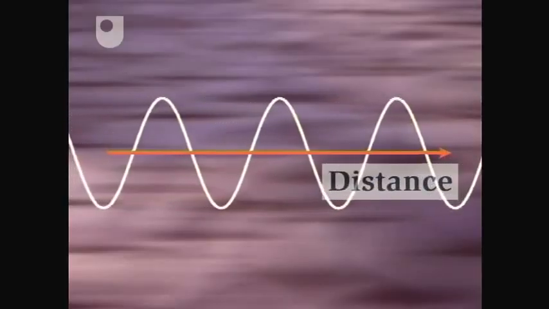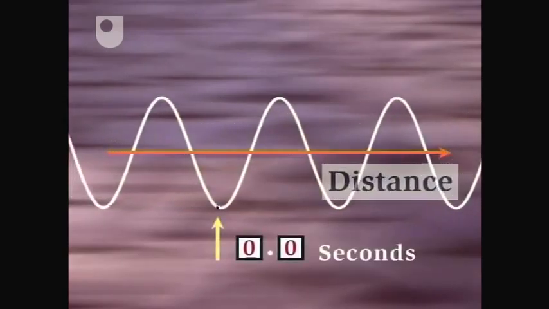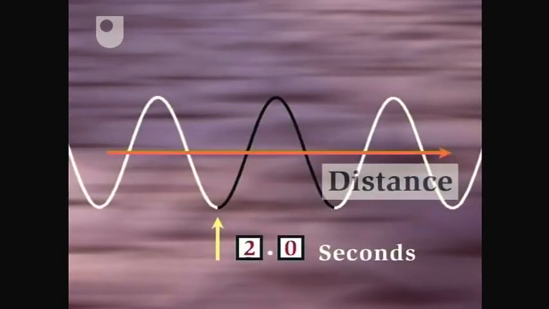Let's take a look at this using our graphical representation. This is the original displacement against distance graph of the water surface. With the digital clock, you can see that the wave takes 2 seconds to travel a distance of 1 wavelength. So the period of this wave is 2 seconds. This means that only half a cycle of the wave passes by a fixed point in 1 second.